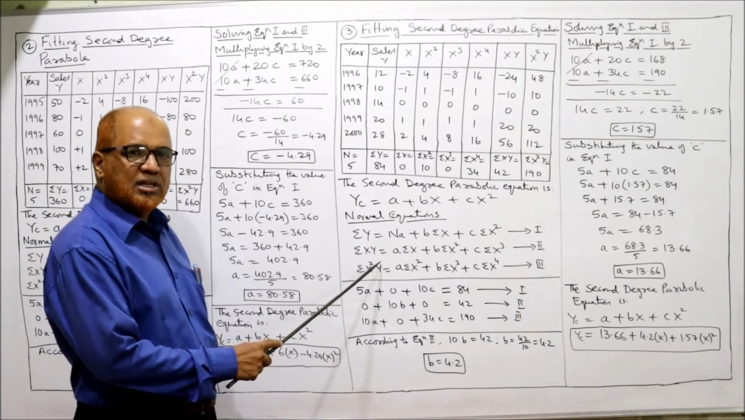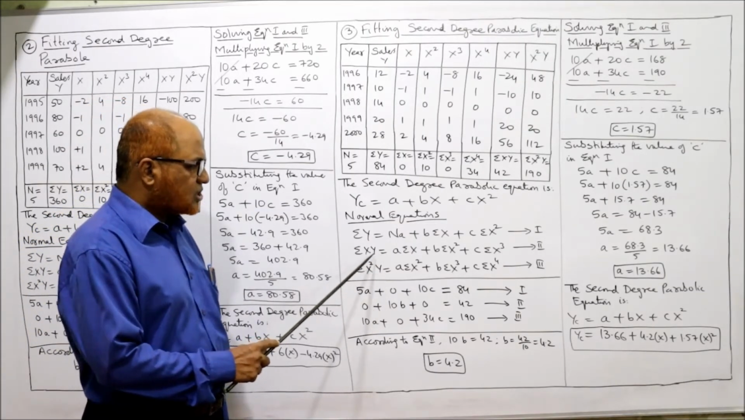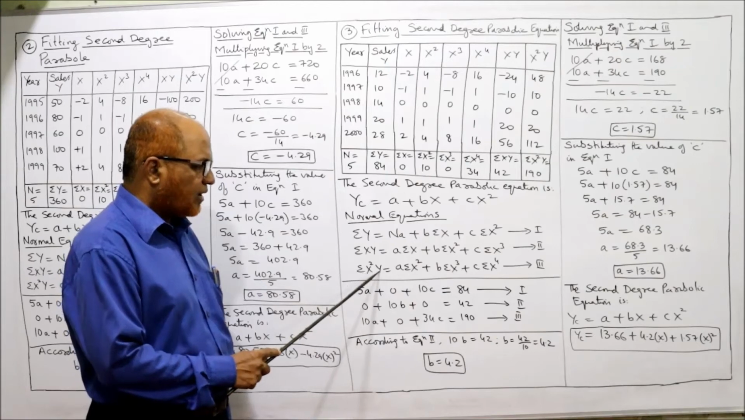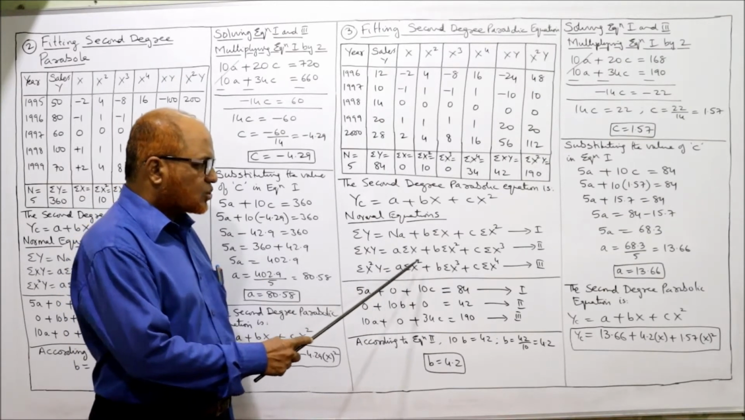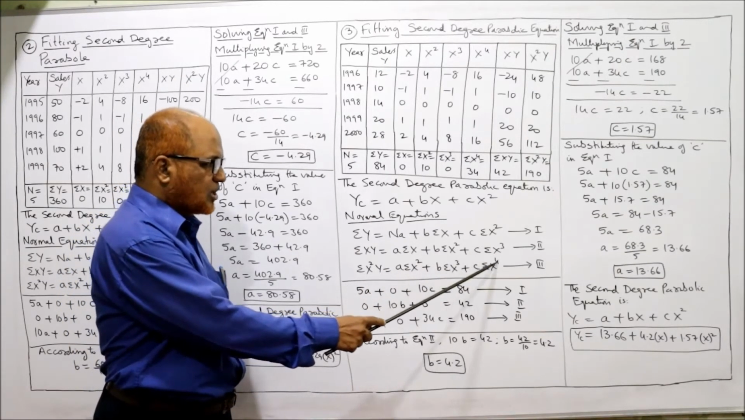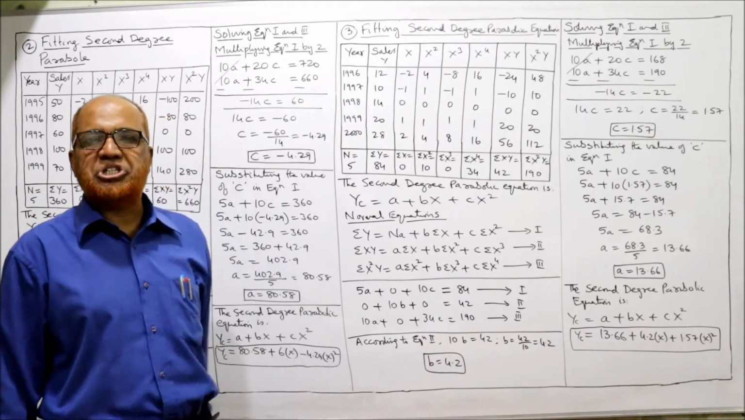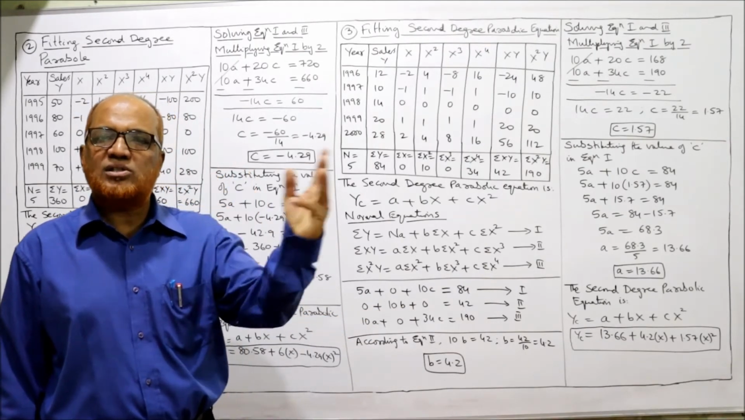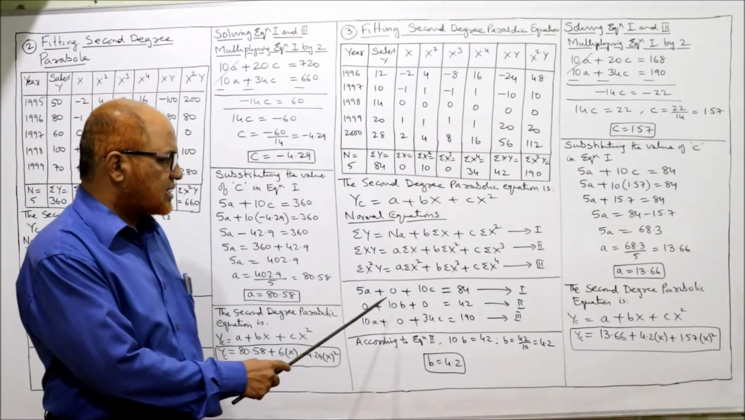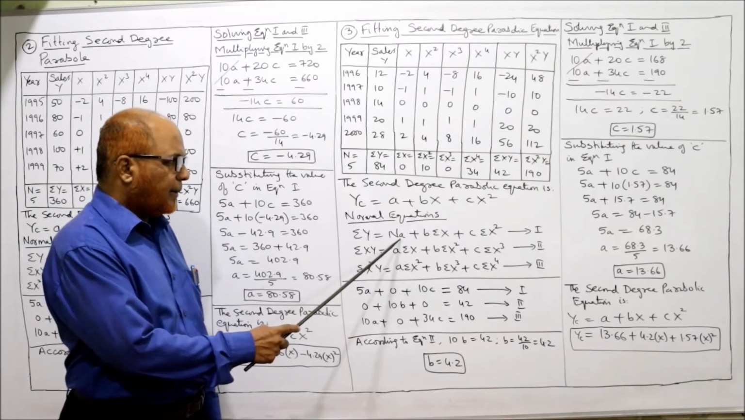This is the second equation. This will be multiplied by x. So xy into x will become x square y. A summation x square, b summation x cube, c summation x to the power of 4. That's it. By solving these three equations, we can get the values of a, b and c, just like the previous problem. Now n is how much?